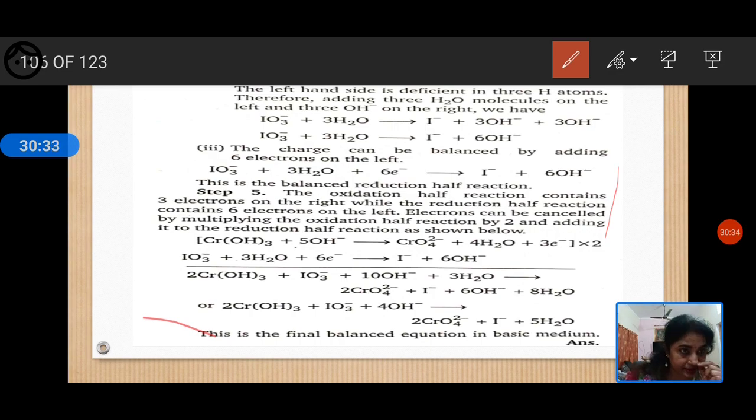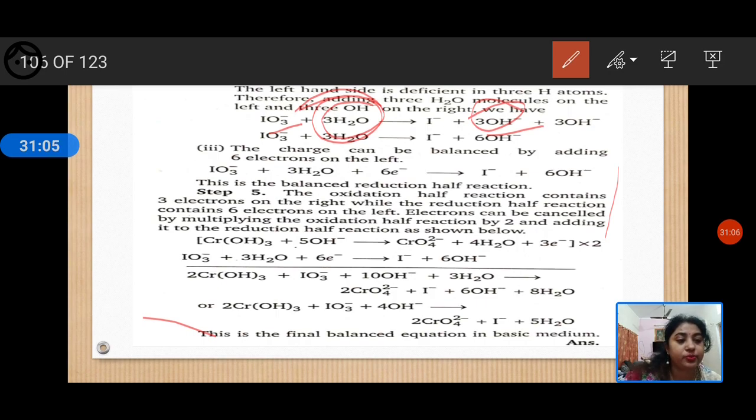To balance the 3 hydrogen, 3 hydroxide ion we have added on the product side, and to balance that hydrogen, 3 water molecules will be added here. To balance 3 oxygen, 3 OH is added in the product side, and to balance this 3 hydrogen, 3 water molecules will be added to the reactant side. Okay, then we will write the final equation: IO3 minus plus 3H2O plus 6 OH minus.